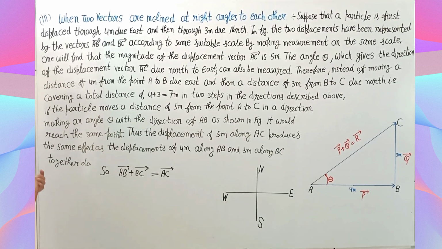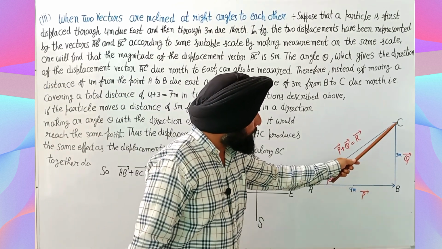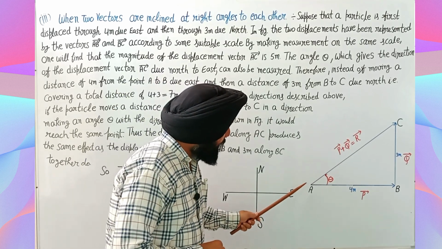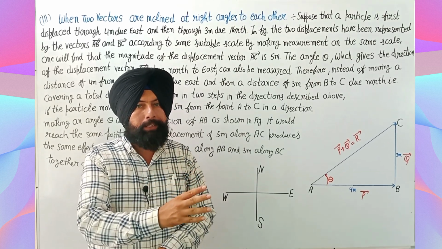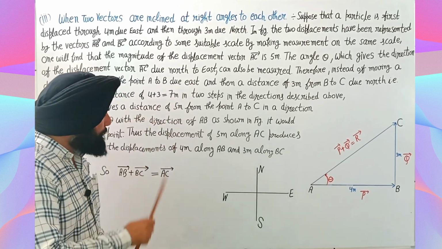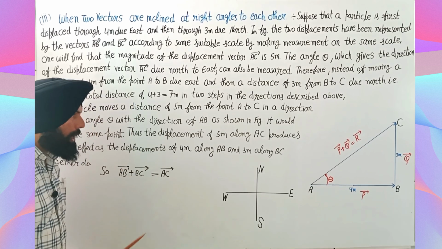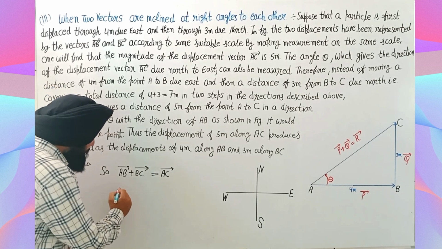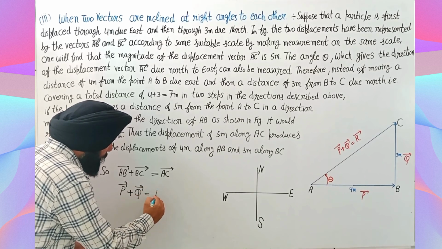Therefore, doing A to B and B to C together has the same effect as the particle moving from A to C, covering a 5 meter distance. So students, it can be written as AB vector plus BC vector equal to AC vector. Means P vector plus Q vector equal to R vector.